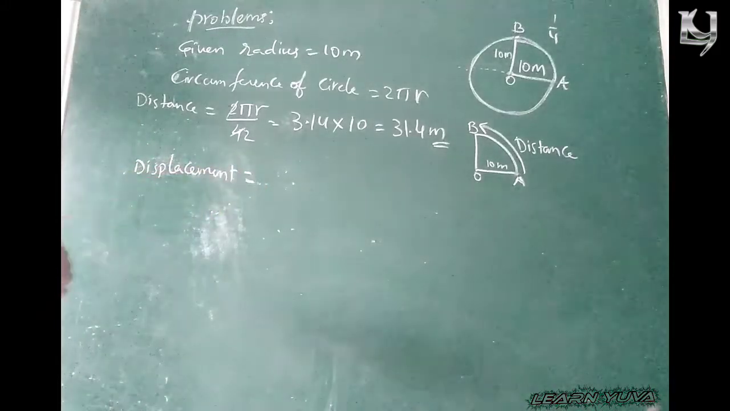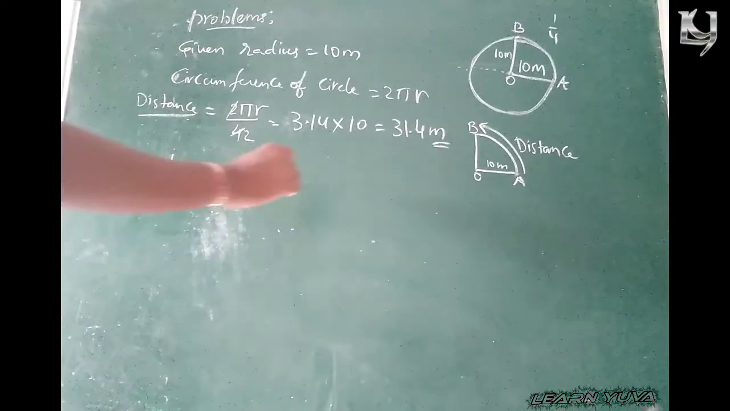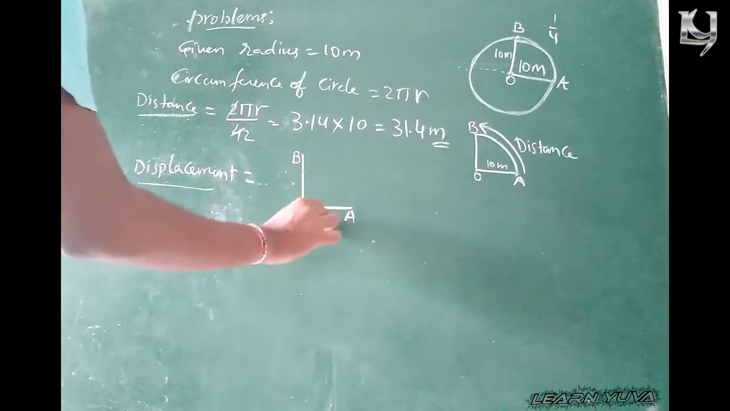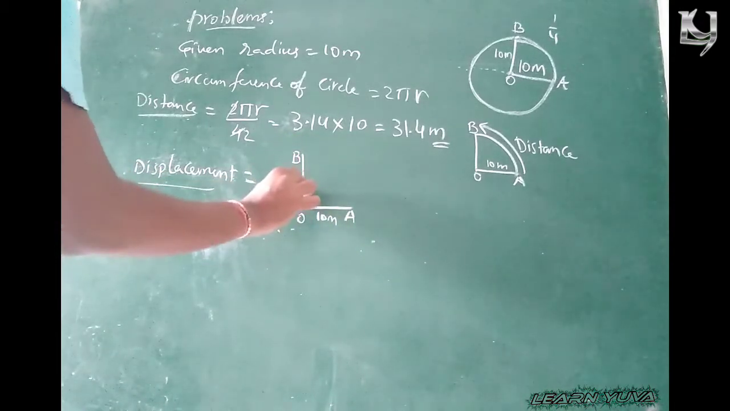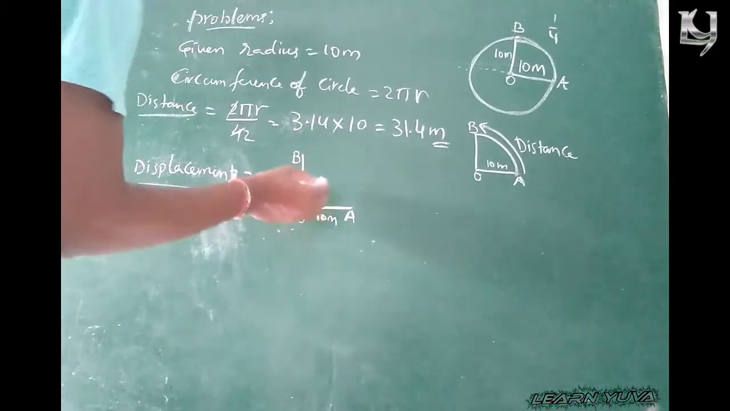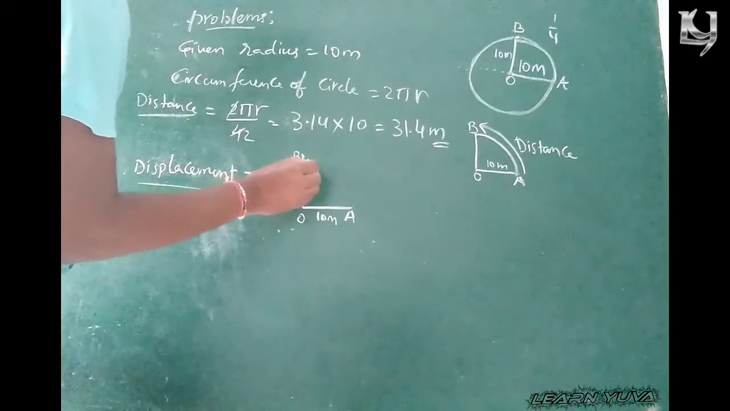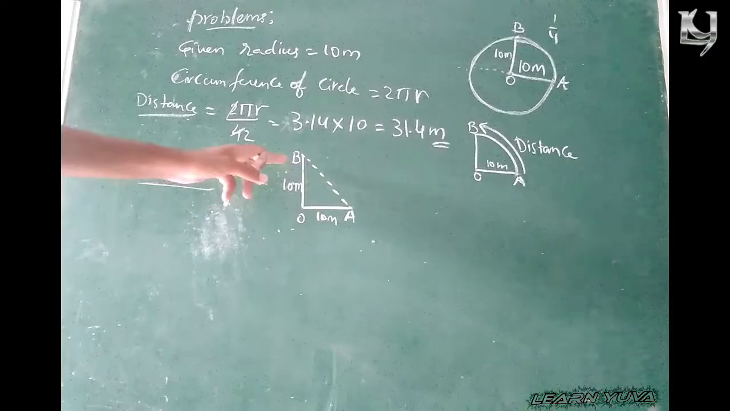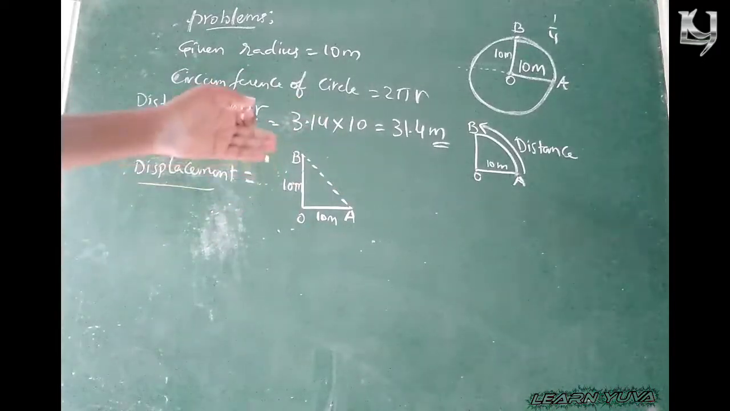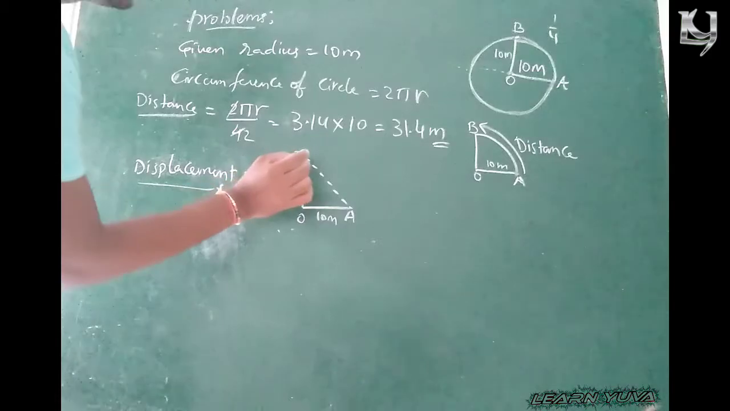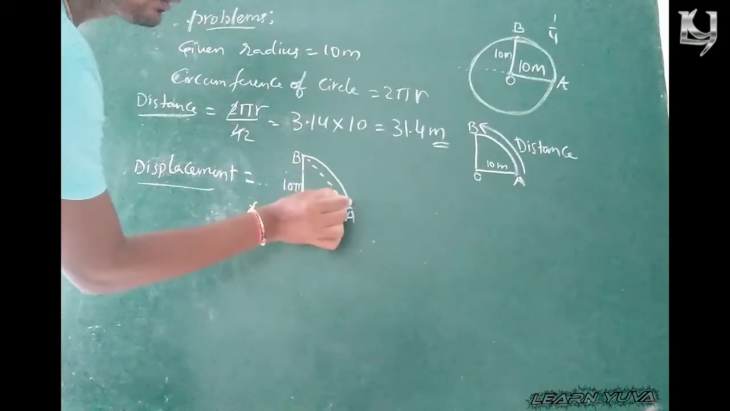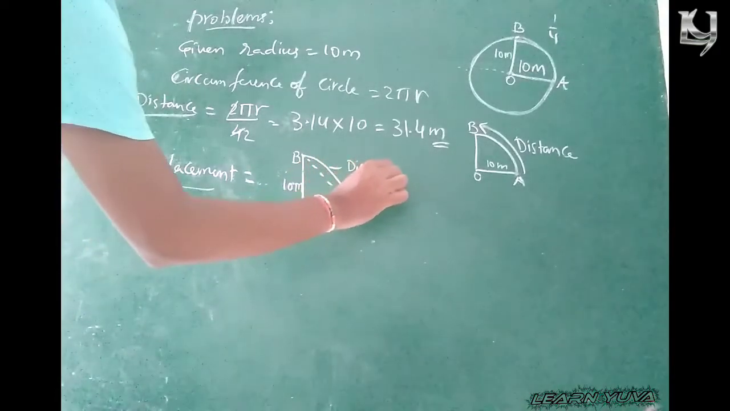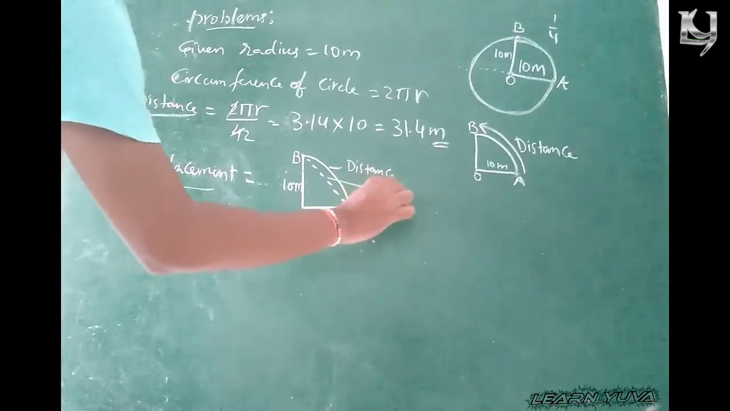Displacement is equal to, so let's take that part A, B, O, AB 10, OA 10, OB 10. Displacement is the shortest path between the 2 points. The 2 points are starting point and ending point. Here starting point is A, ending point is B. So from B to A the shortest path is the dotted line. The dotted line is displacement.